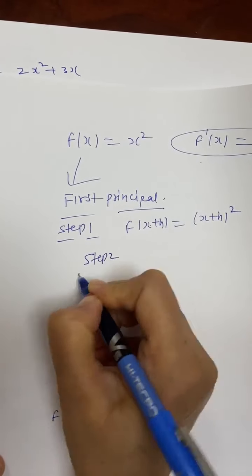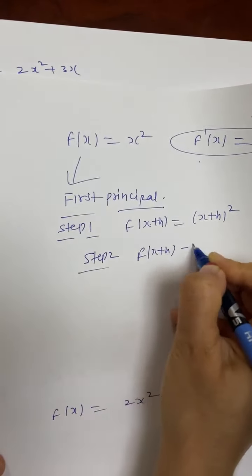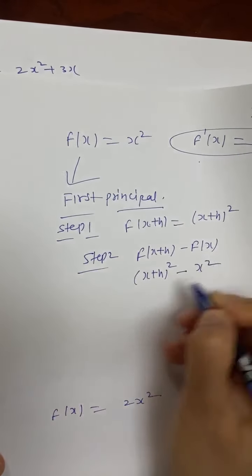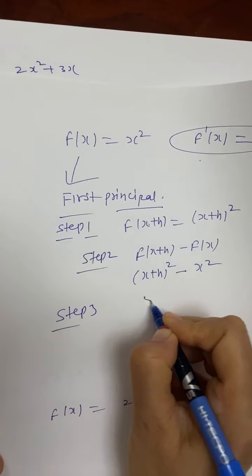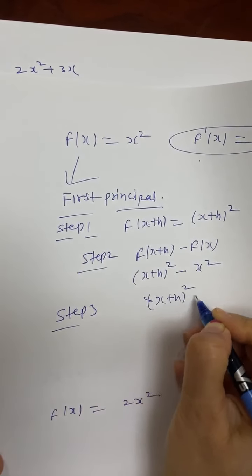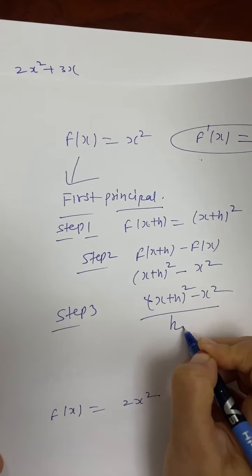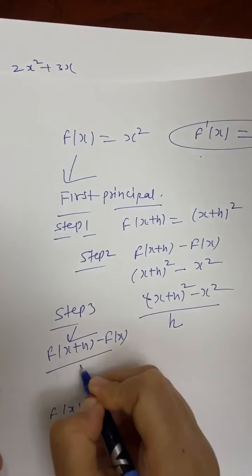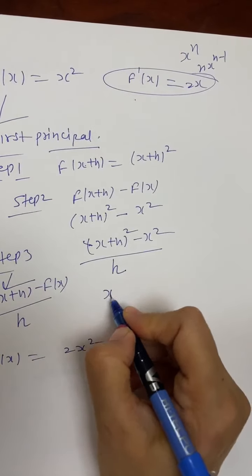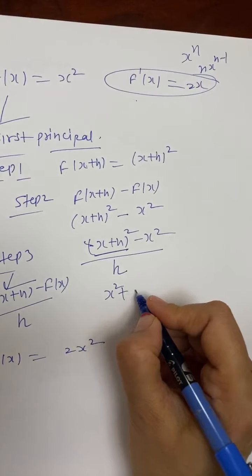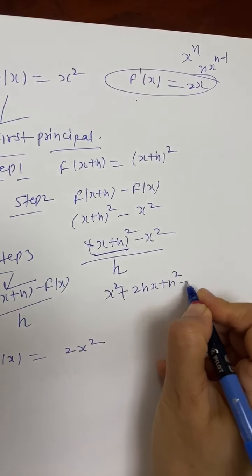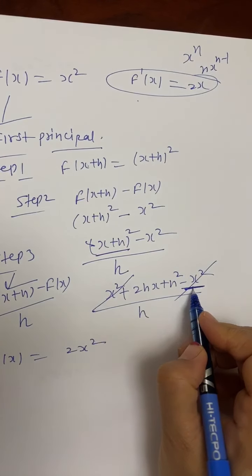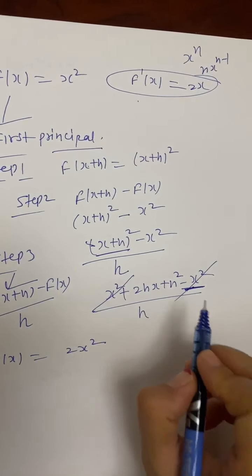Step number 2, you do f of x plus h minus f of x, which gives me x plus h whole squared minus x squared. Step number 3, you divide by h, so you do f of x plus h minus f of x divided by h. Now I have to simplify it. When I simplify, I know a plus b whole squared, so this is 2hx plus h squared minus x squared over h. This gets cancelled, so the original function will always get cancelled. If it does not get cancelled, it means you did something wrong.